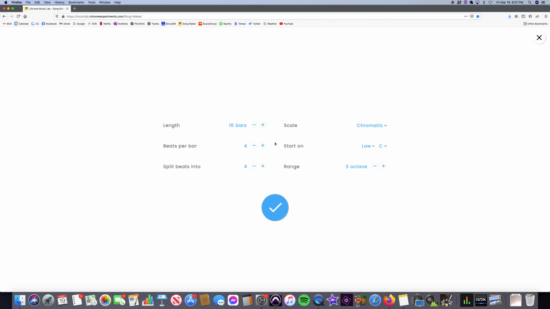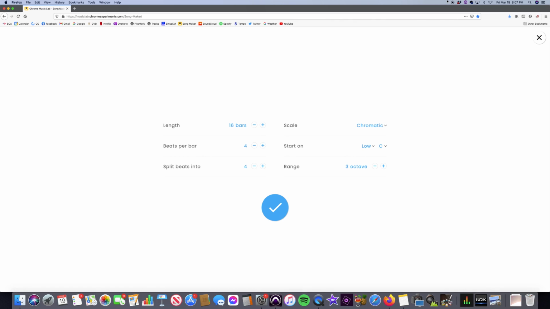Okay, start on low C. So that's going to be our lowest note. And the reason I did low C is because the lowest note of the bass line is C. So our bass line is... And that lowest note, that's a C. So that's why I did the lowest note C, because that's the lowest note of our bass line.